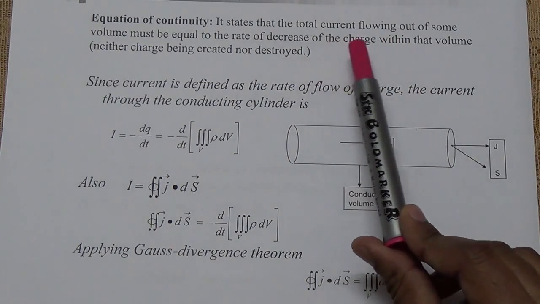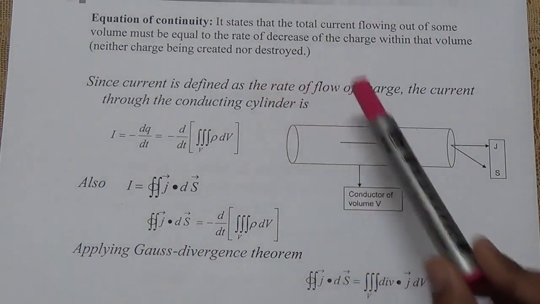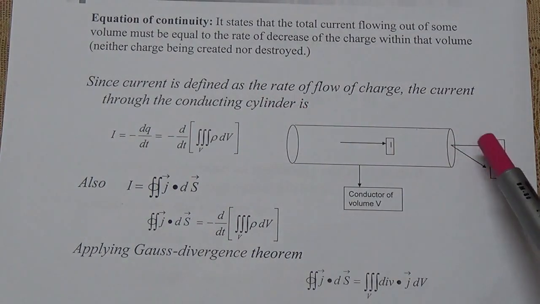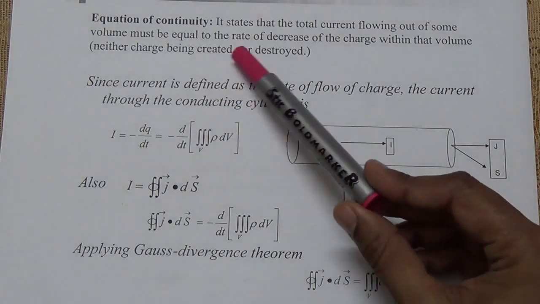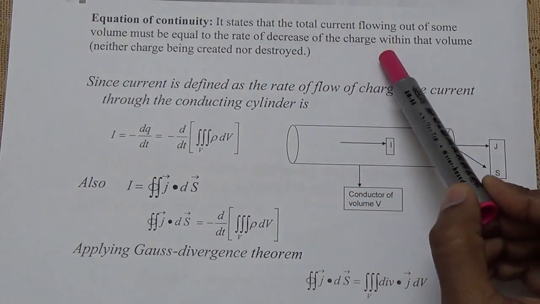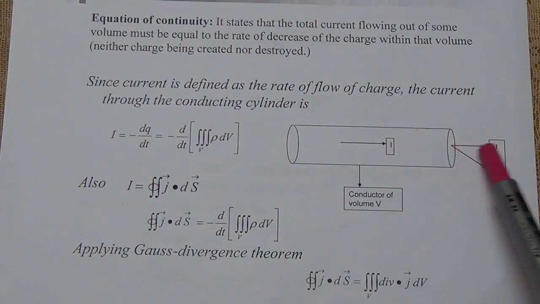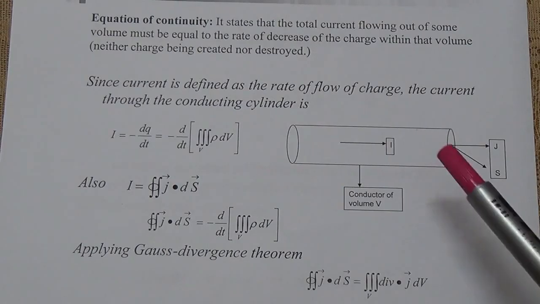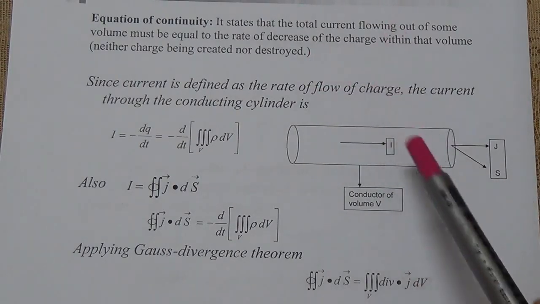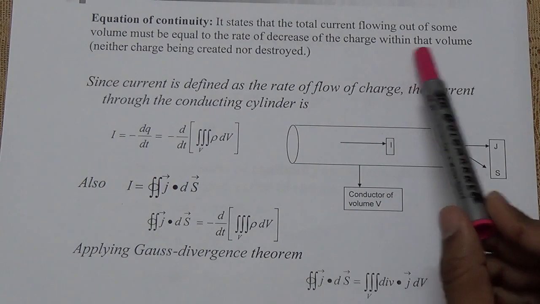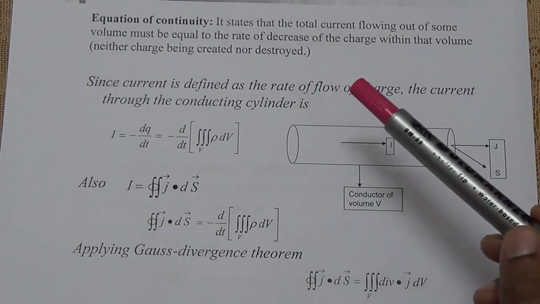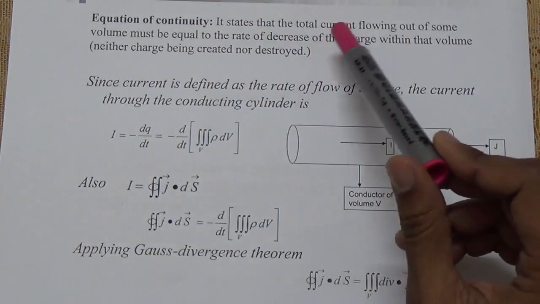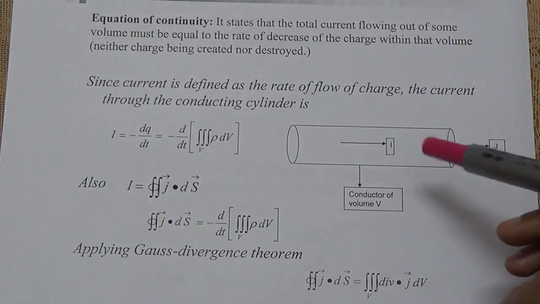So it states that the total current flowing out of some volume, this is our volume, must be equal to the rate of decrease of the charge within that volume. We know that charge is neither created nor destroyed, so this equation of continuity is automatically defined by the charge conservation theorem.